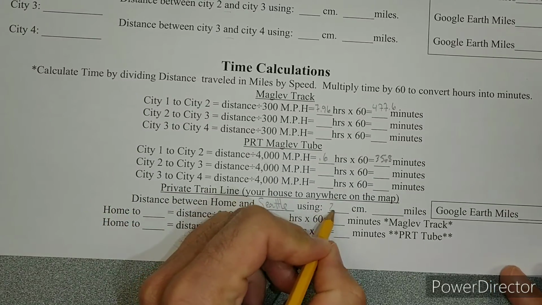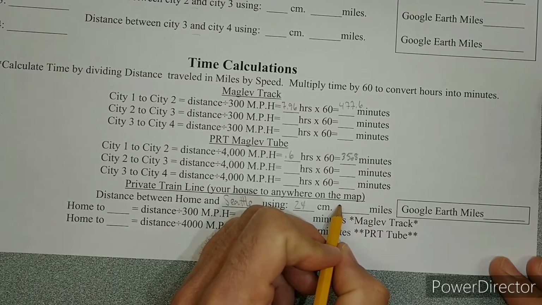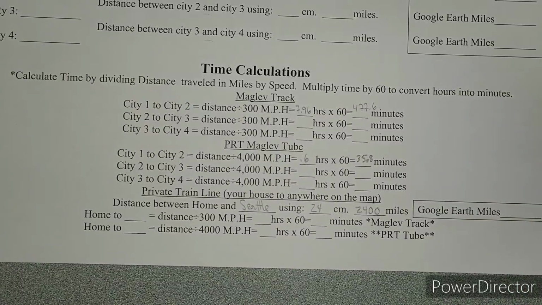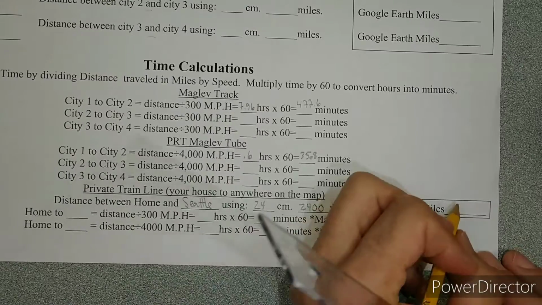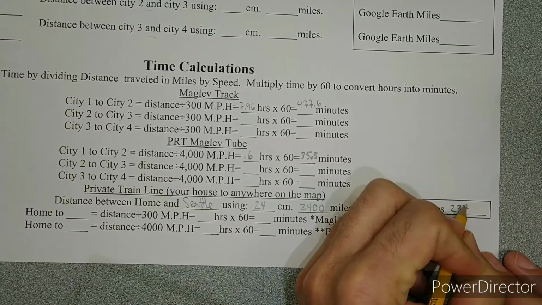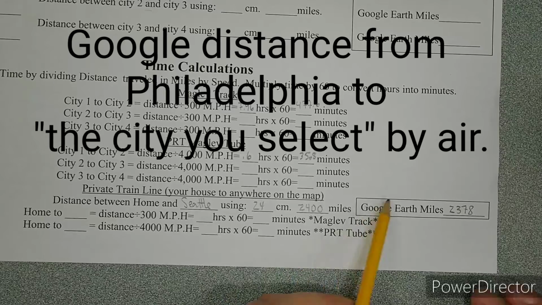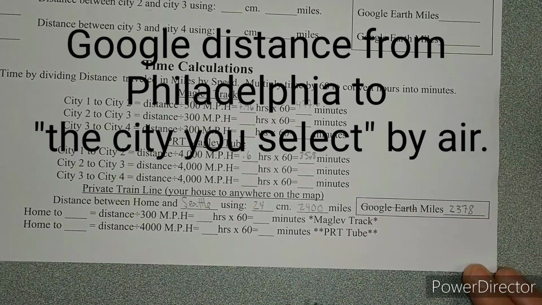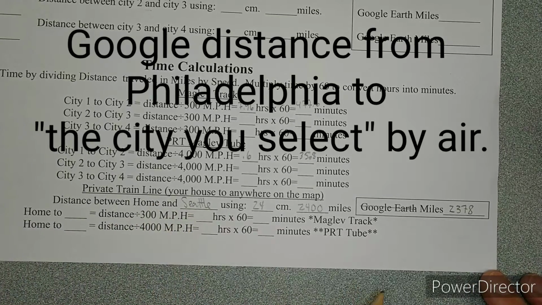I measured, it was 24 centimeters. The miles, we multiply by 100, so I get 2,400 miles. And when I Googled the answer for how far it was, I got 2,378. So I'm not too far off. Okay. And remember, when we do it, we can't use Google Earth. We have to Google the distance from Philadelphia to Seattle, in my case, by air.